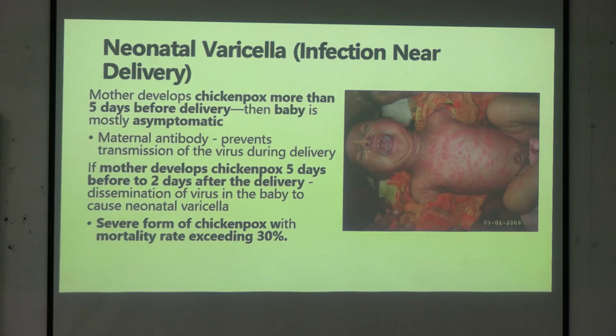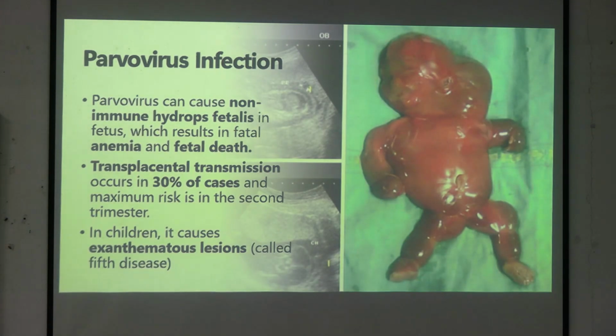We will be calling it neonatal varicella. A neonatal varicella তে কিন্তু mortality rate খুব high because it is a very severe form of the disease that will occur in the neonate. As you can see, the whole body is affected with the crops or with the vesicles of the chickenpox.